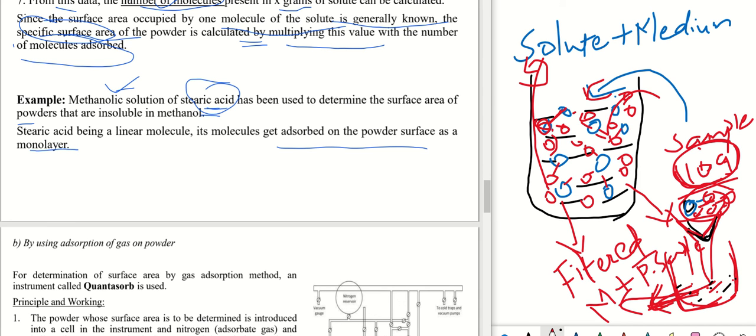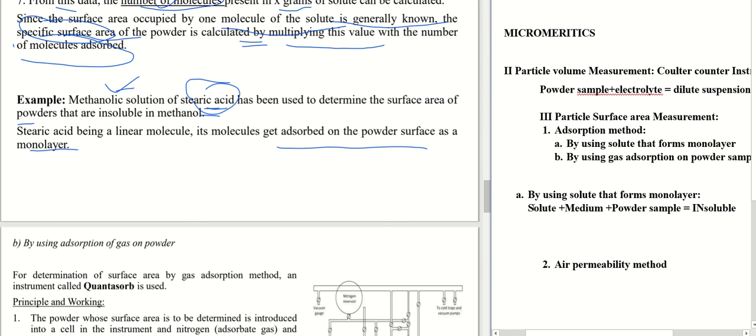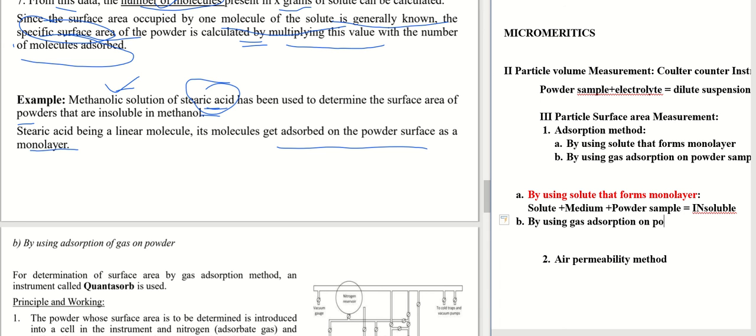So here we discussed using a solute that forms a monolayer. Now we will be discussing gas adsorption on a powder sample. Let's see.